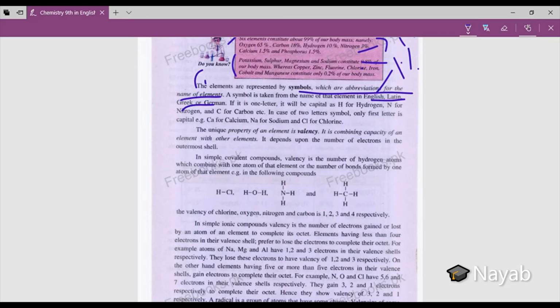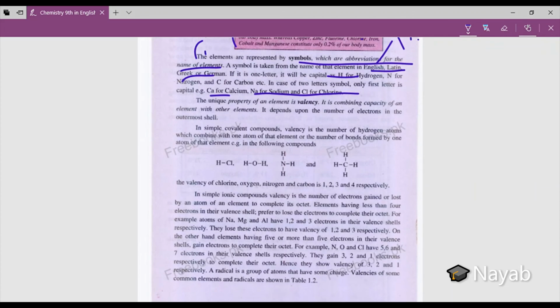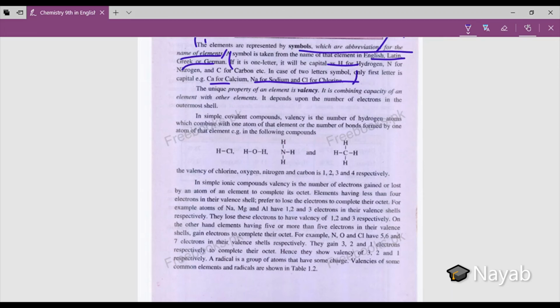If it is one letter, it will be capital, like hydrogen. When we write the symbol of hydrogen, we use the capital H, and N for nitrogen and C for carbon. In case of two letters, the first letter should be a capital and the second should be a small, just like Ca for calcium, Na for sodium, and Cl for chlorine. Okay, this is also a very, very important definition. You just learn the definition and write examples of symbols of one letter and also symbols of two letters.